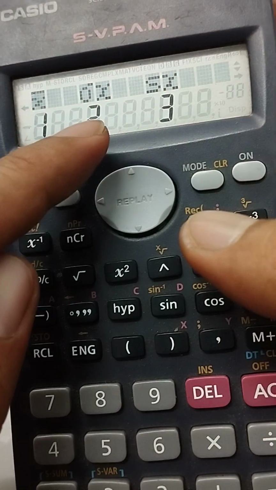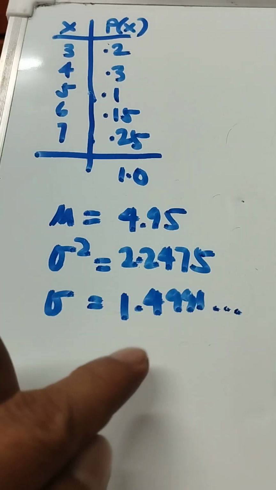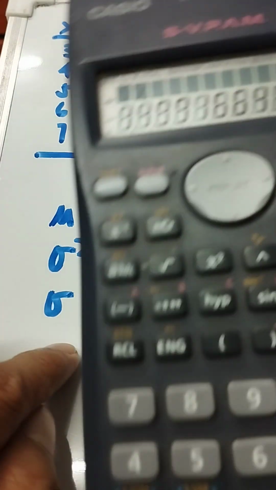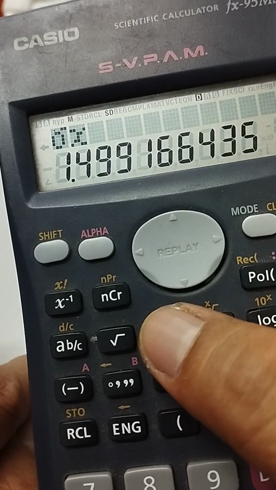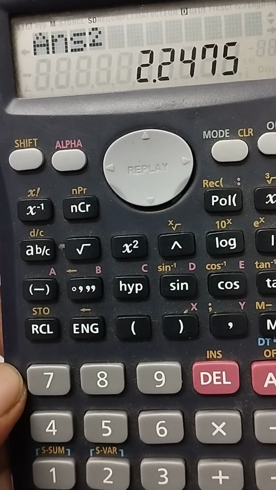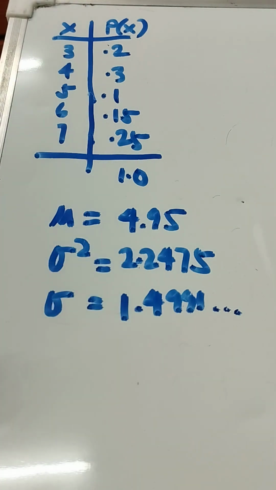And if we have to compute the standard deviation, you have now Shift S bar again. Please choose number 2, sigma x. So 2, then press the equal sign, 1.499, etc., which is now the standard deviation, and squaring it will give you the variance, 2.2475. Okay, there it is.